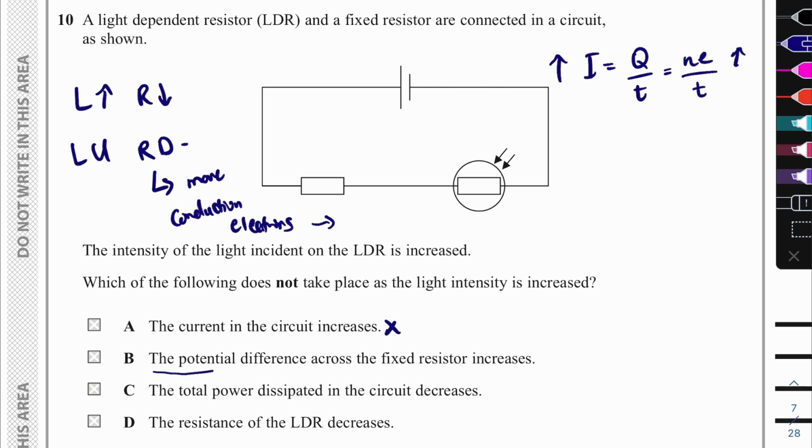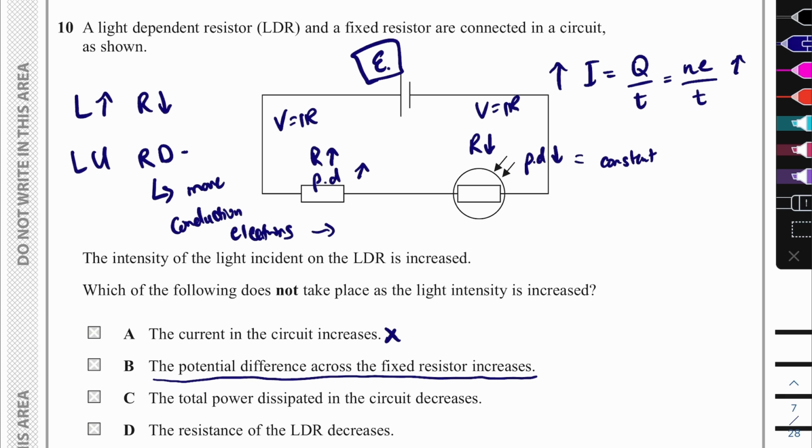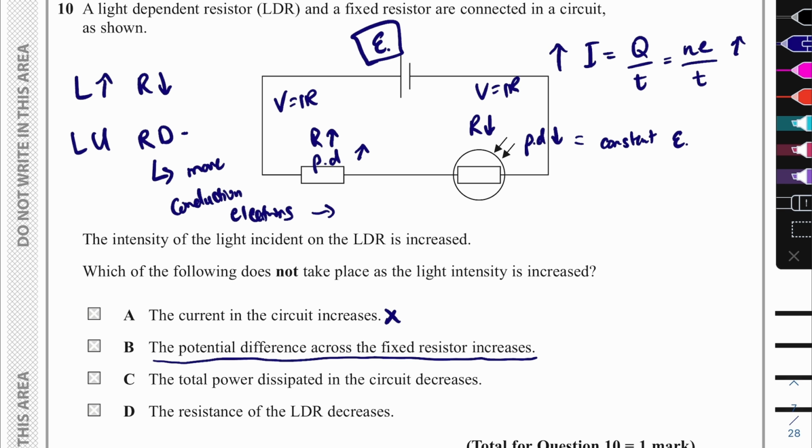Then we have the potential difference across the fixed resistor increases, on the fixed resistor, right? Now, because we have a constant electromotive force, if the resistance of this has gone down, then this must increase to give us the constant EMF, because we know V equals IR. This is V equals IR, right? Because we still need to have the same potential difference. So if this potential difference is going up, this potential difference must go down to give a constant EMF.